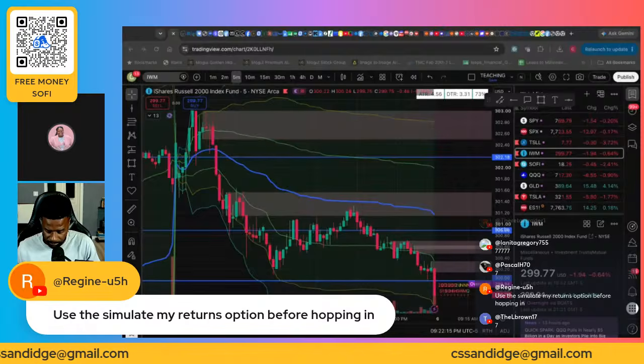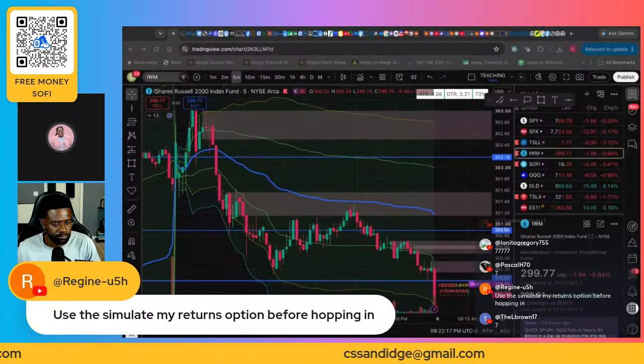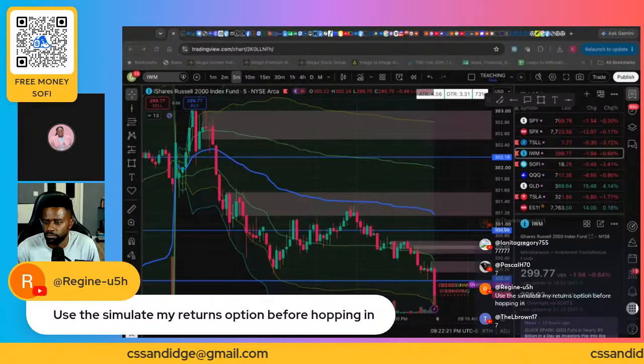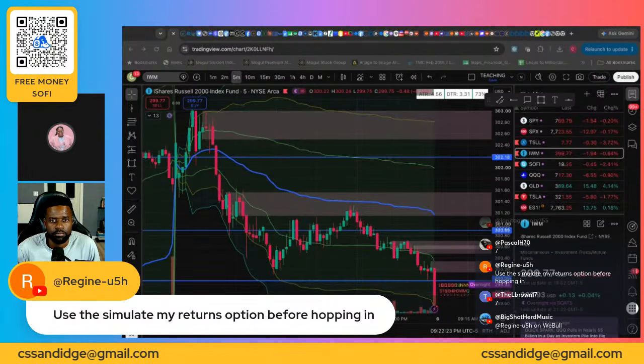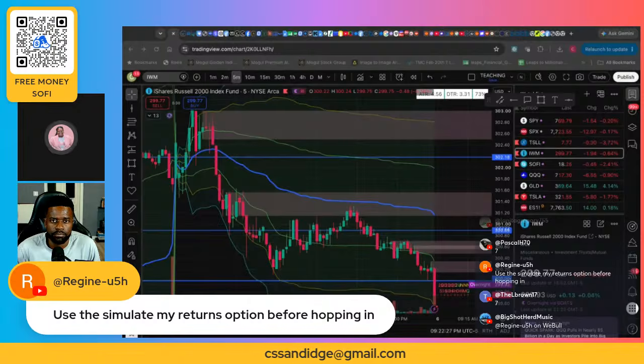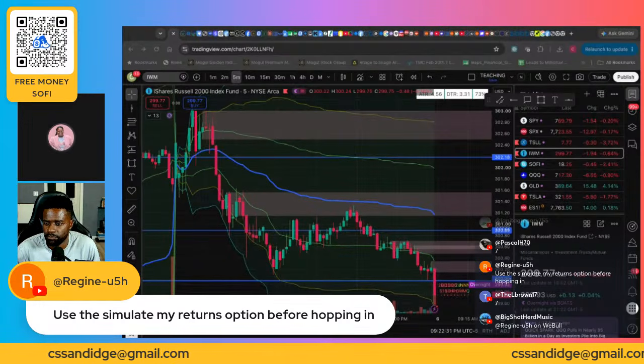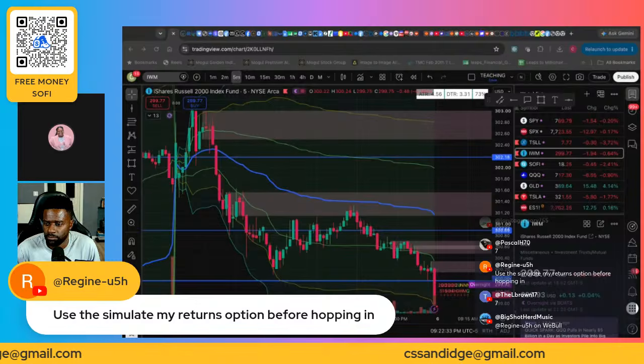I used it to simulate my return on the option before I hop in. Absolutely, I add that stuff to that watch list and simulate that return to see. That's another thing that I use when I'm swinging overnight. If I see I have to go way too far out, or the move has to be very dramatic to swing over, I won't swing. I just won't do it.